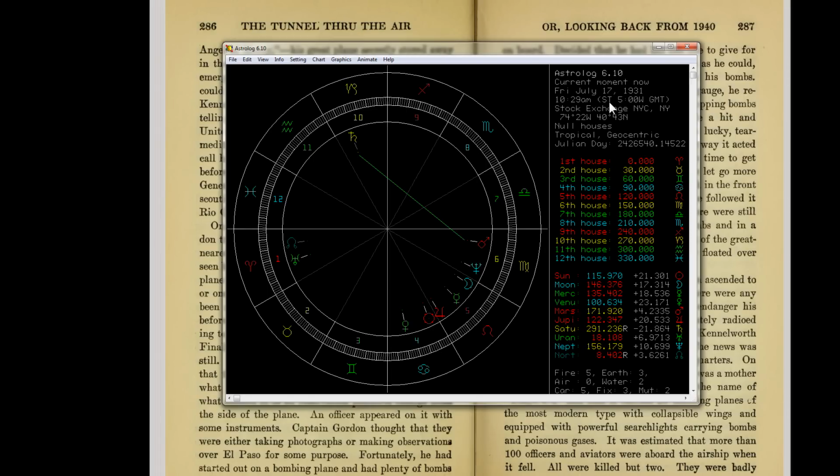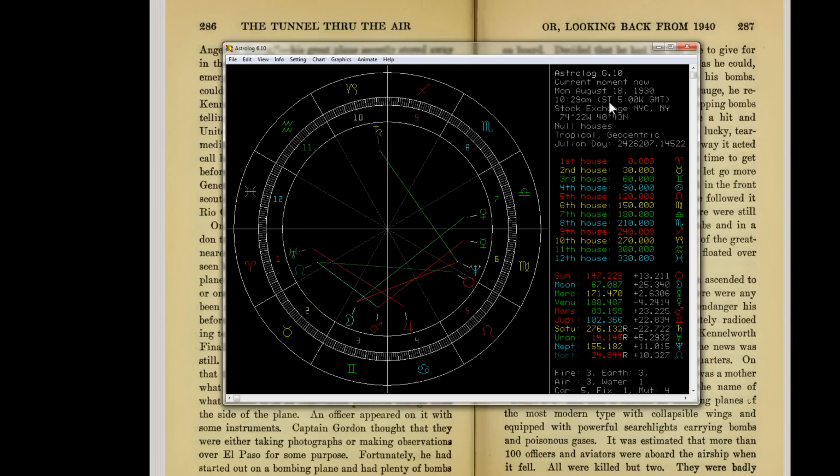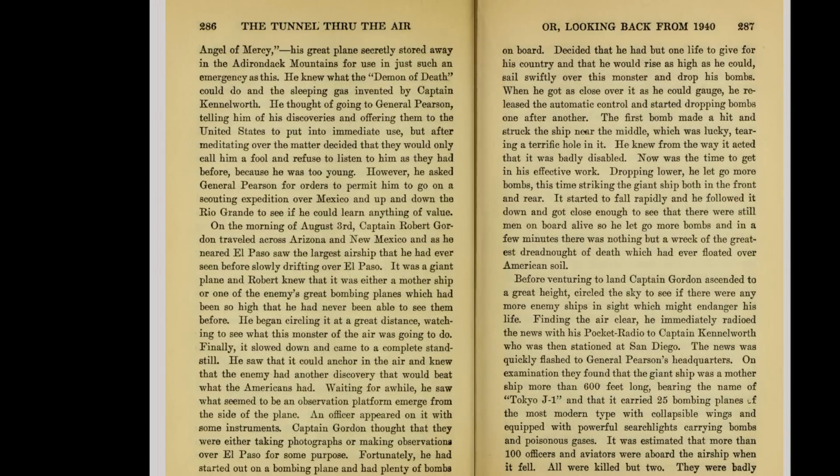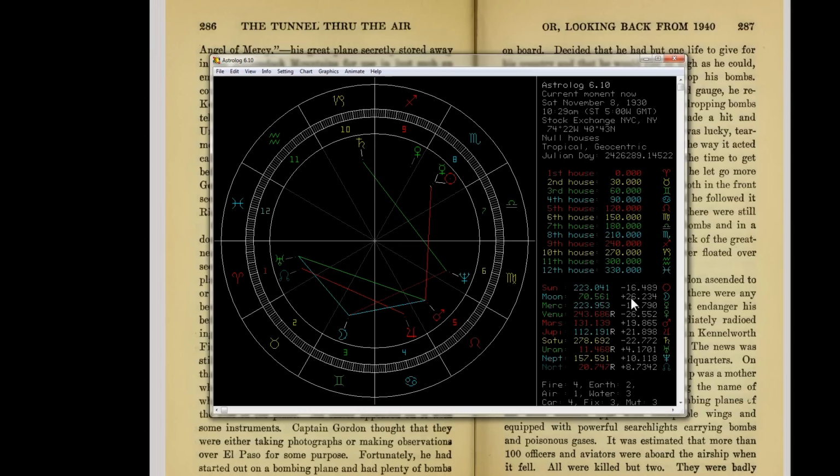So let me go back here, 1930. Let's get back to where Jupiter goes retrograde. There it's stationary. And we see that the moon right here is the only thing, planetarily speaking, that can be following what's being described here of Robert Gordon doing. In other words, he goes up, he goes down, he dives, he raises to great heights, all that kind of stuff. The moon does that in declination or latitude.